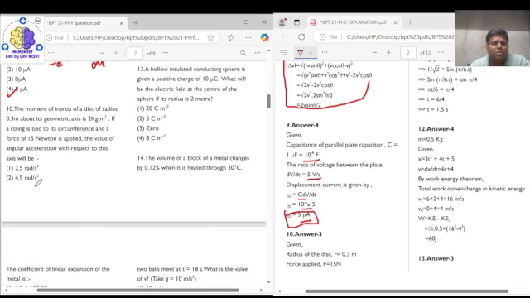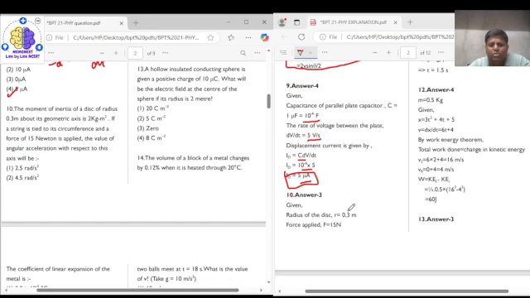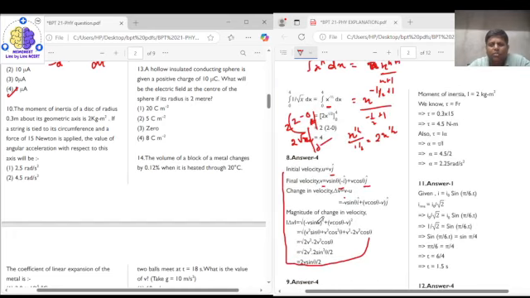Question number 10 says the moment of inertia of a disk of radius 0.3 meter about its geometric axis is 2 kg meter square. If a string is tied to its circumference and a force of 15 Newton is applied, the value of angular acceleration with respect to the axis will be? Now given is the radius of the disk r equals 0.3 meters and the force applied is 15 Newton. The moment of inertia is 2 kg meter square.